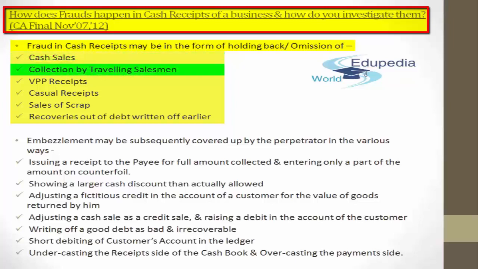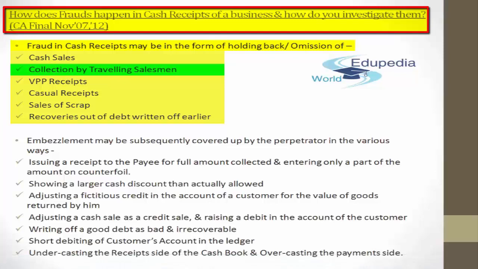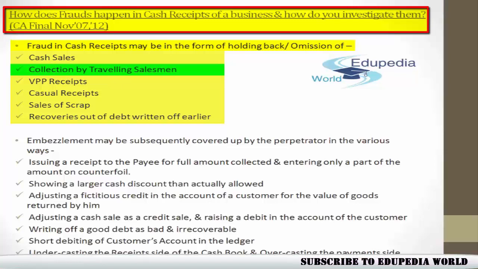Number two, collection by the traveling salesman. Again, a salesman is a person who is going to provide products, and against the same they are going to collect the amount from the persons to whom they are selling the product. There might be a case wherein they actually don't provide any kind of discount to the person. However, when they return to the office they say that they provided an enormous amount of discounts in order to ensure that they sell their products. So the collection by traveling salesman also can include the possibility of fraud with respect to cash receipts.